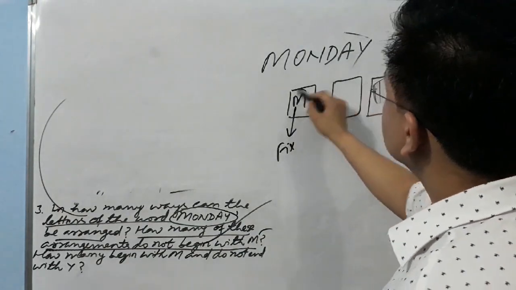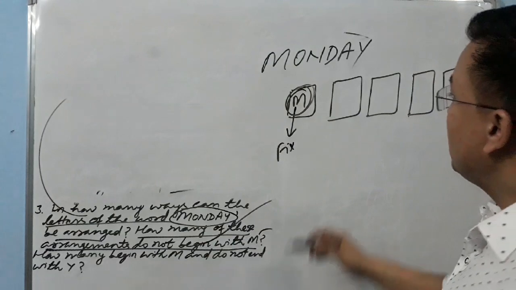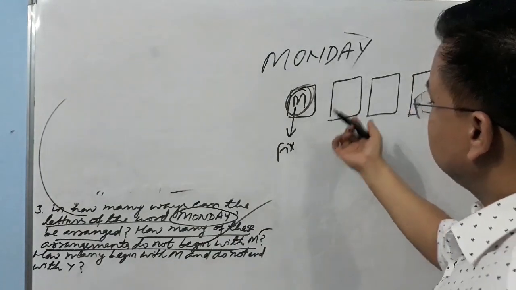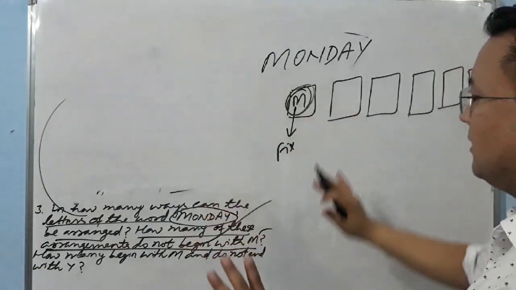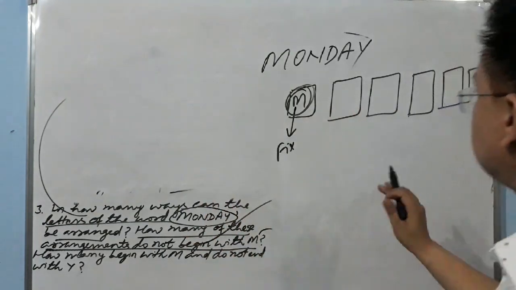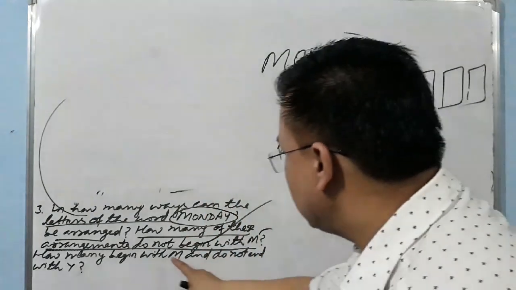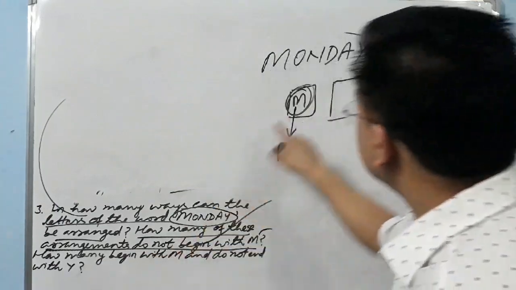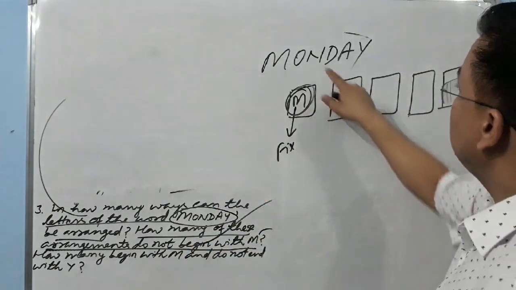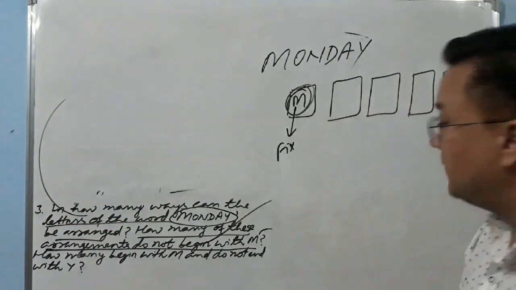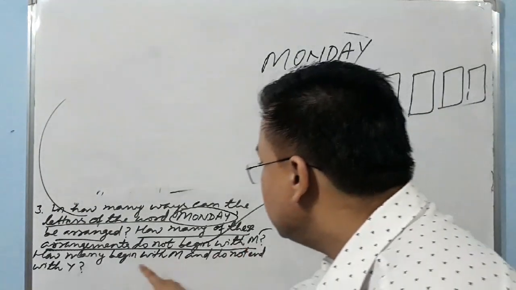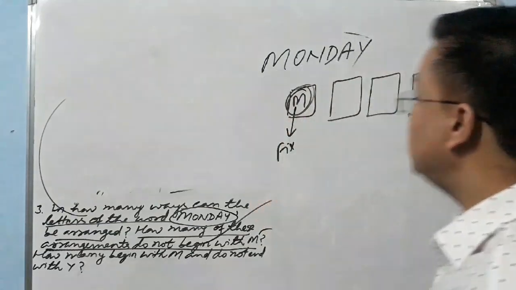Fix M here. Alright. So, you can arrange M in one way first. Let's fix M. No problem, right? And here, now remember, begin with M. So if you fix M here, you just arrange the remaining letters, and you will always get arrangements beginning with M, right? No problem. And with M, and do not end with Y.